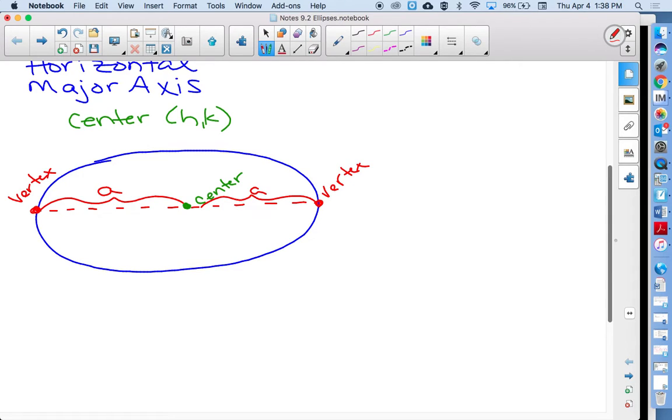So if I go from the center and I move left A and right A, I now have the whole length of the ellipse. That's how I can get the width of the ellipse. That entire distance is the major axis. So when we talk about the horizontal major axis, that distance going left and right, that whole thing is our major axis. The major axis should be the longest one, hence the word major. Everything lies in there.